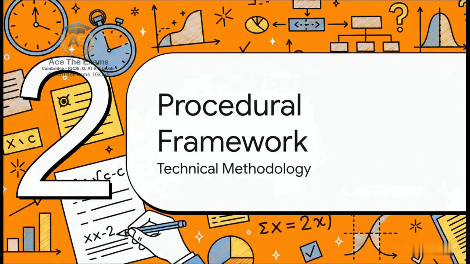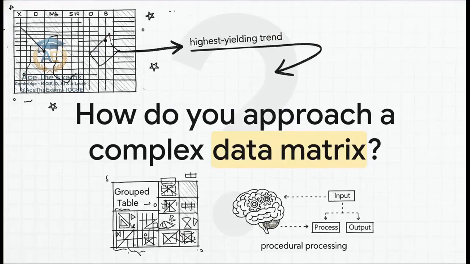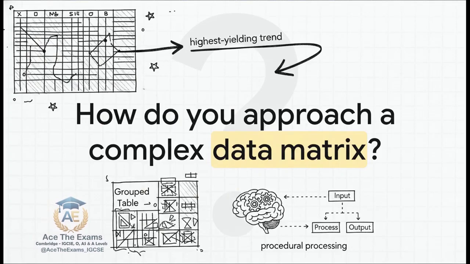Moving on to Section 2, the procedural framework. Let's break down the actual methodology of tackling a complex problem. So how do you actually put pen to paper when the clock is aggressively ticking down in that quiet exam hall? When you're faced with a massive, intimidating data matrix asking you to calculate mean or variance, how do you extract the single highest yielding trend without entirely panicking?